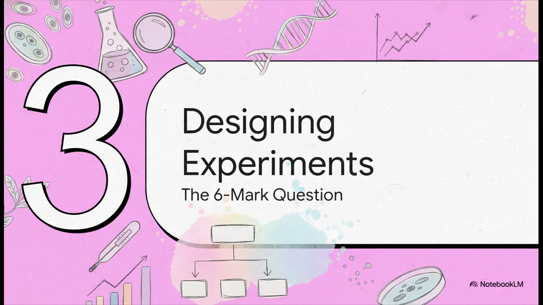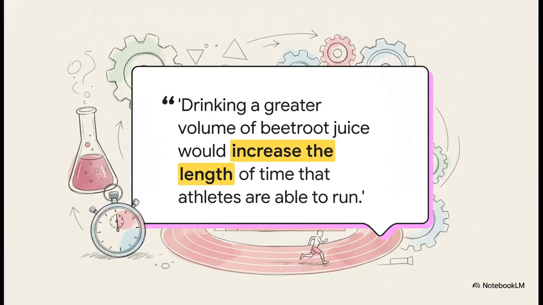Okay, deep breath. This is the big one, the 6-mark question. This is where they're not just asking what you know. They're asking you to be a scientist and design something from scratch. But don't worry, we've got a secret weapon for this. So, let's look at a classic example. You get a hypothesis like this, and you have to plan how to test it.